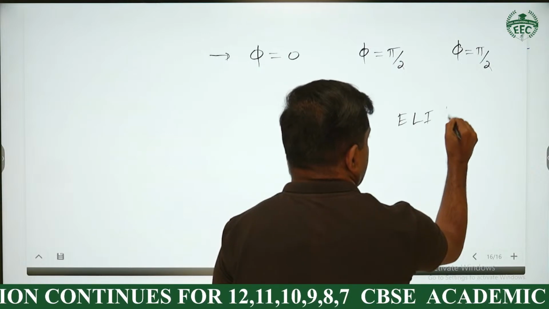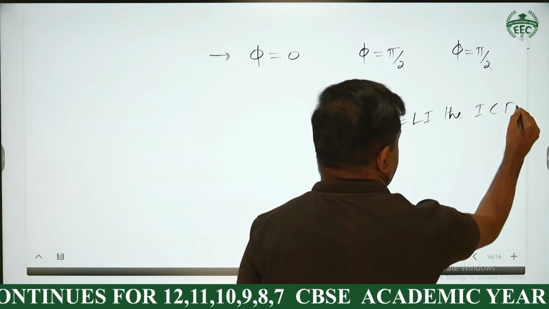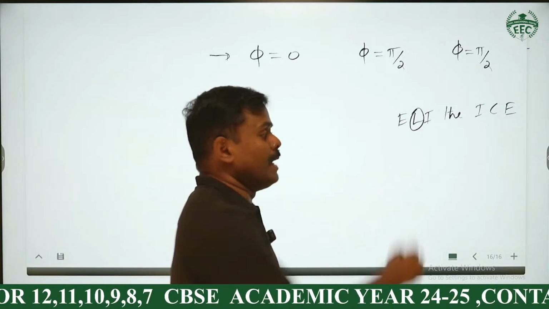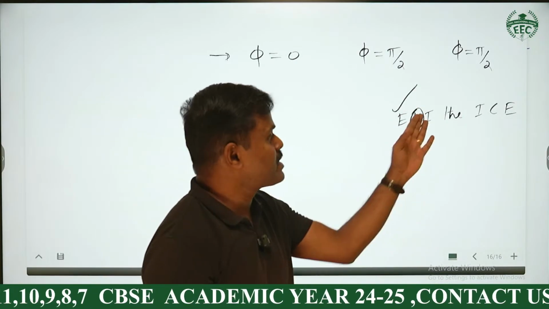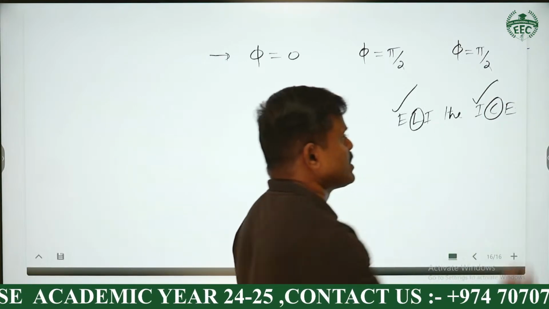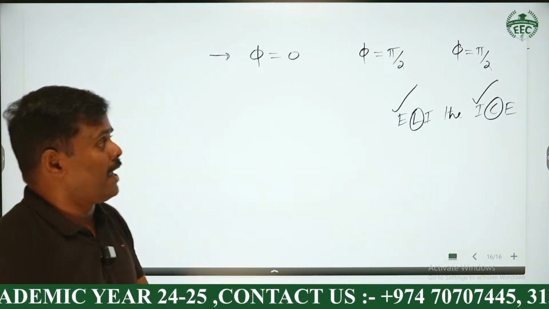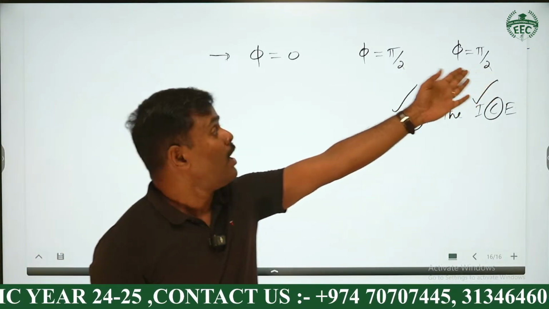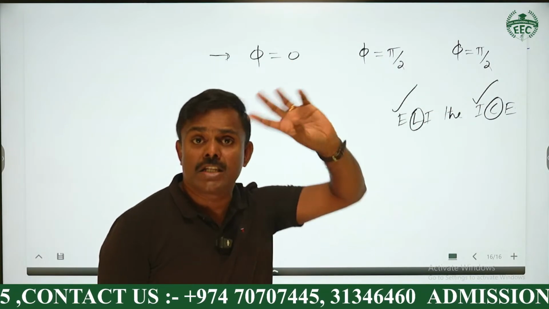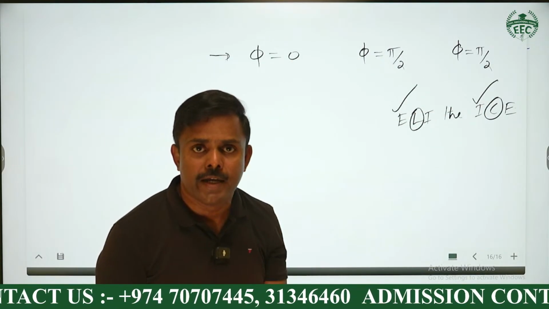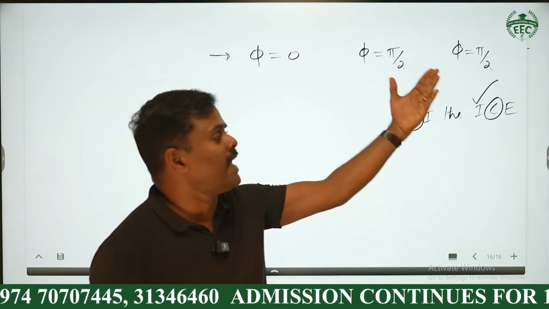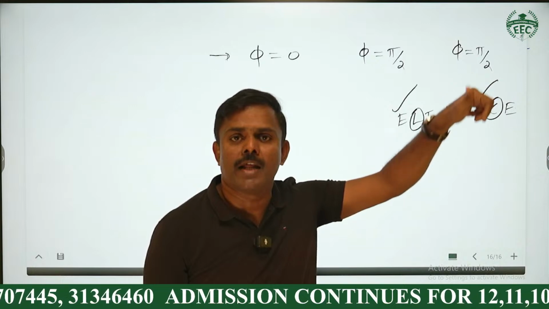Li the Iceman. L stands for inductor. In inductor, which letter comes first? EMF. So EMF is leading, current is lagging. In capacitor, current is leading, EMF is lagging. Anyway, the phase difference is pi by 2. This is purely resistive, purely inductive, purely capacitive. For purely inductive and capacitive, derivations are important. Show that the phase difference is pi by 2 in a purely inductive circuit. Show that the phase difference is pi by 2 in a purely capacitive circuit.